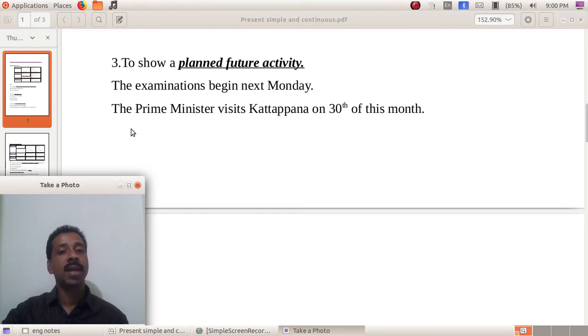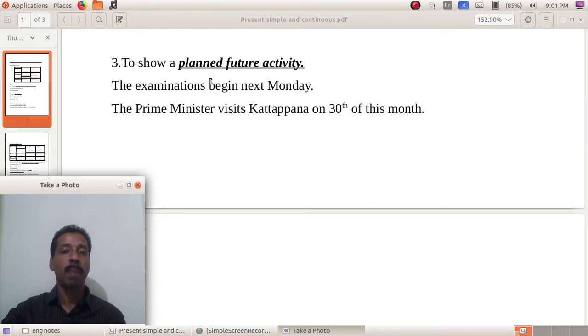planned. For example, the examinations begin next Monday. That means it's already planned to conduct the exam next Monday. So the examinations begin next Monday. So we know that in future tense normally we are using shall or will. So that only shows that it will take place, it will happen in future. But while we use simple present to show futurity, to show a future activity, that is to give the idea that it is a planned activity.